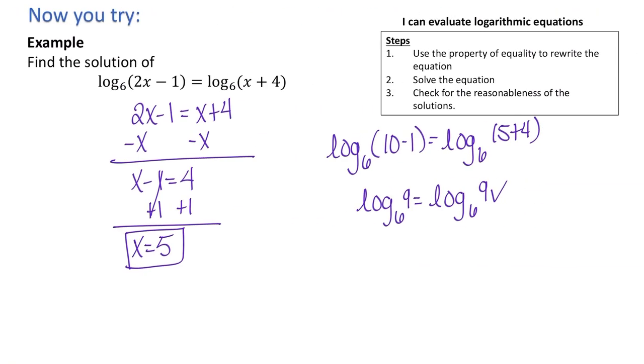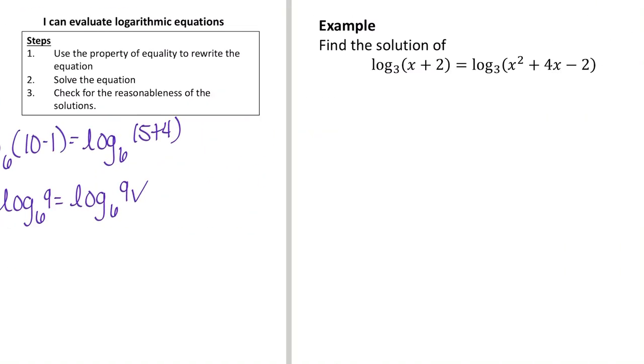So here we have two logs of the same base that are set equal to each other. So we can say that 2x minus 1 equals x plus 4, and then we can solve for x. We get x equals 5, and when we plug that back in, we get the log base 6 of 9 equals the log base 6 of 9, which is a reasonable solution.